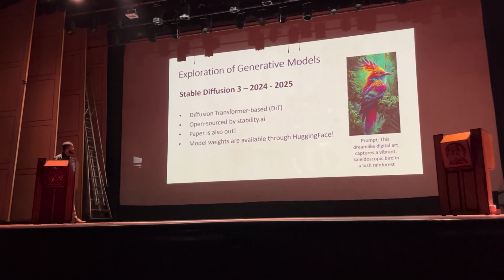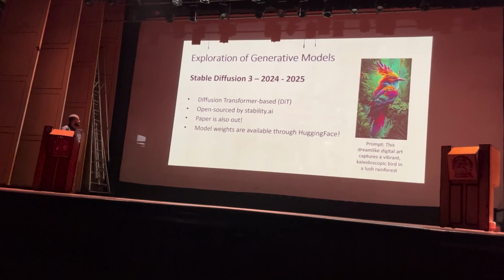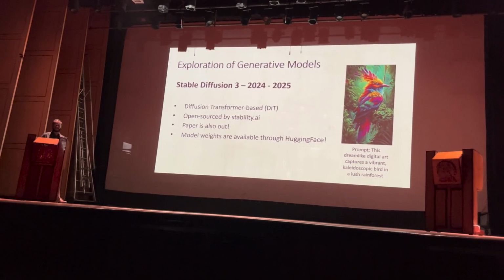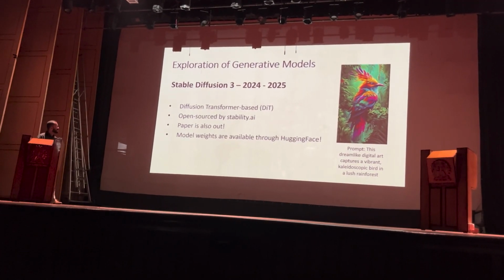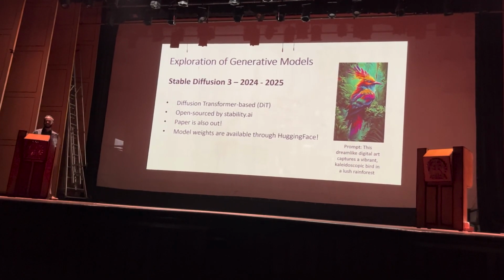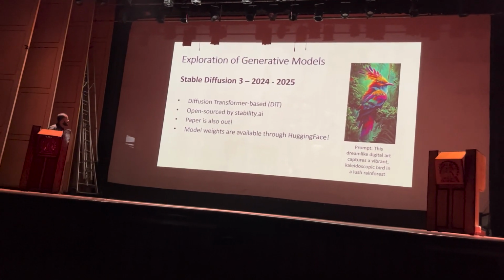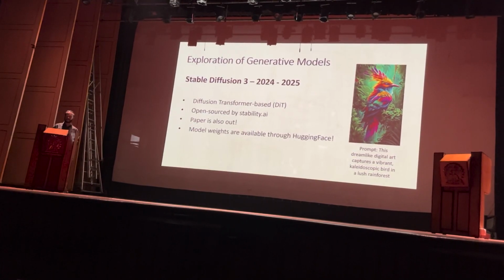So Stable Diffusion 3 actually launched in the 2024, 2025 period. What this one uses is a DiT-based, transformer-based architecture. So it's kind of like a diffusion transformer. You can probably read the paper and learn more about it, but we will not go into the architecture. But this model is actually open source by stability.ai.